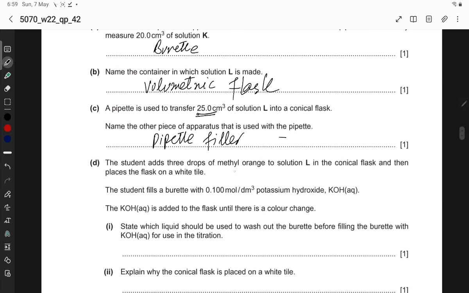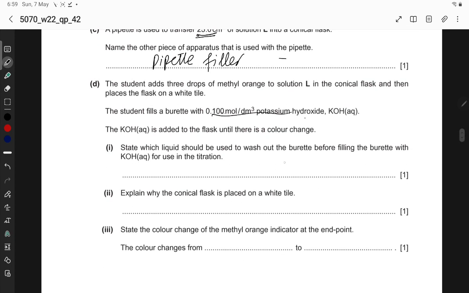The student adds 3 drops of methyl orange to solution L in a conical flask and then places the flask on a white tile. The student fills the burette with 0.100 mole per dm cube potassium hydroxide. The KOH is added to the flask until there is a color change. State which liquid should be used to wash out the burette before filling the burette with potassium hydroxide.